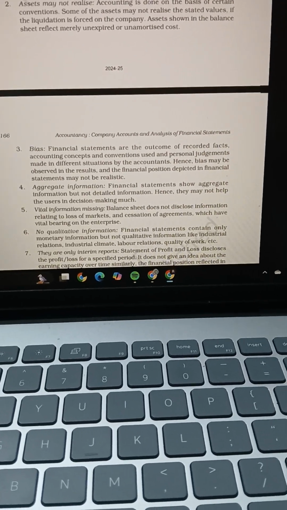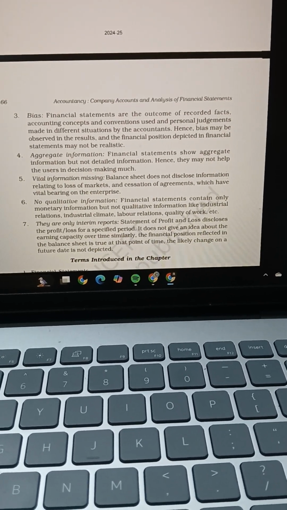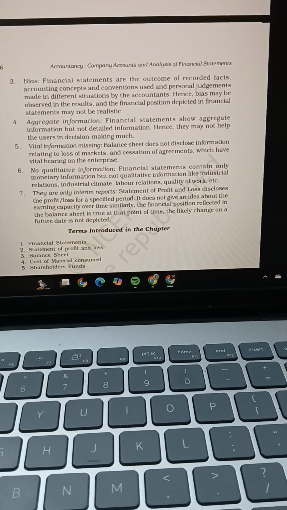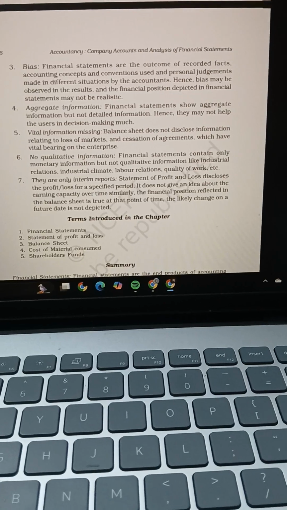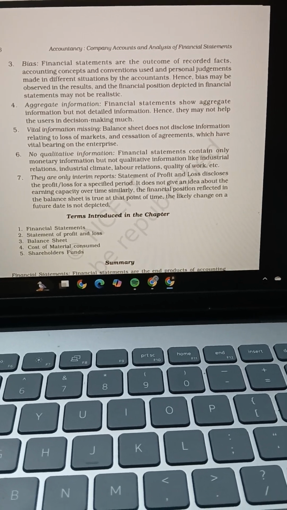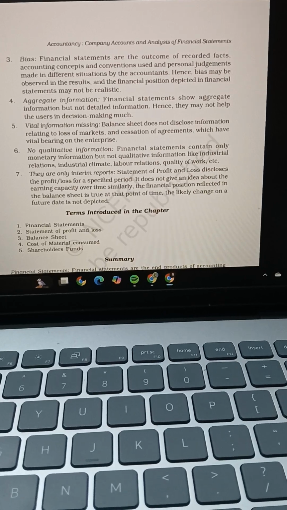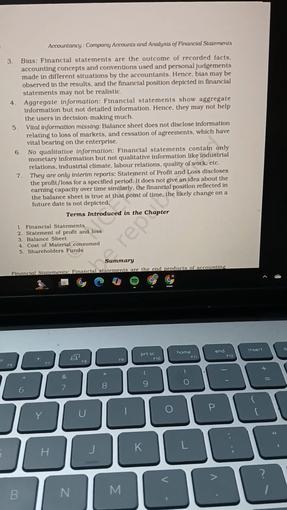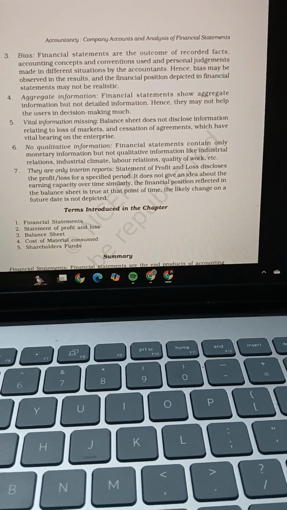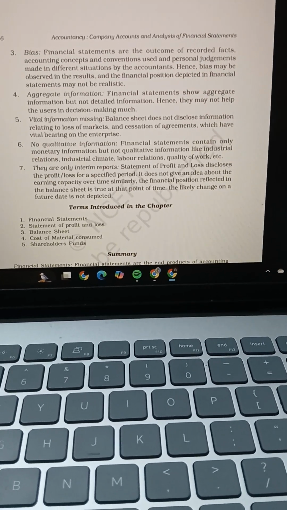Then, bias. Financial statements are the outcomes of recorded facts, accounting concepts and conventions, and personal judgments made in different situations by the accountants. Hence, bias may be observed in the results. Results may not be accurate. It may be subjective, and the financial position depicted in the financial statements may not be realistic.